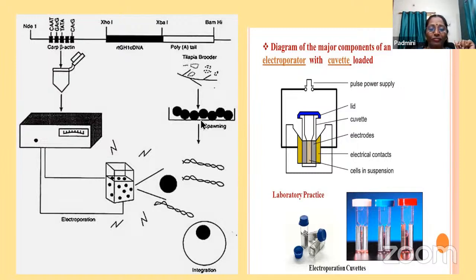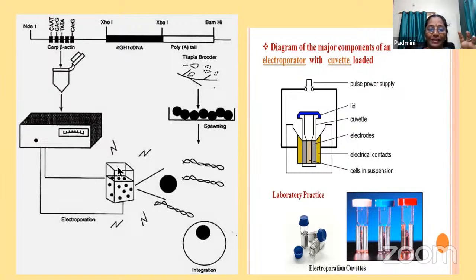What you're going to do is, after that spawning, the eggs are collected over here, and you're going to add them into this cuvette over there. This cuvette is going to be attached to this current over there, and once you give that signal, the gene of interest is going to get introduced into these oocytes.